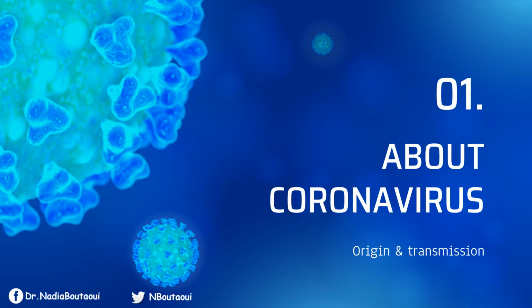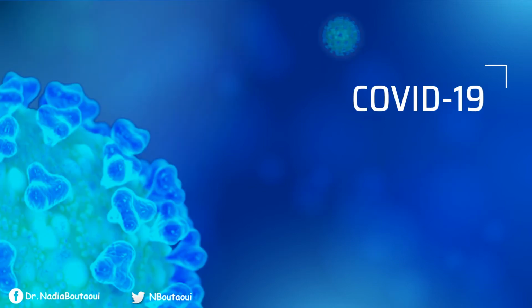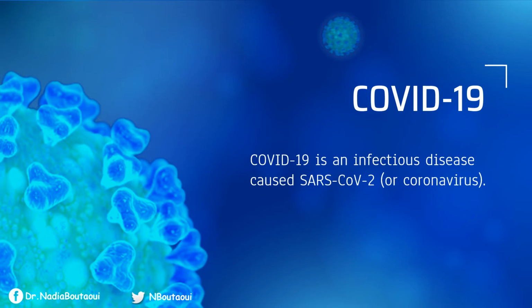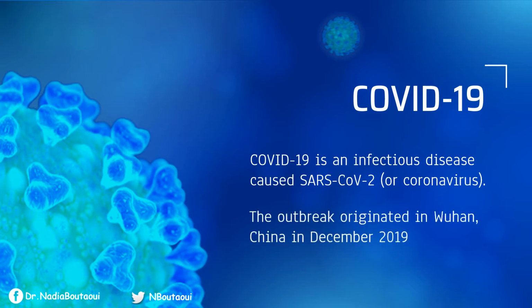First, we'll cover the origin and the transmission of coronavirus. COVID-19 is an infectious disease caused by SARS-CoV-2, also known as coronavirus. It got its name from the spikes around the virus that look like a crown. The outbreak originated in Wuhan, China in December 2019.